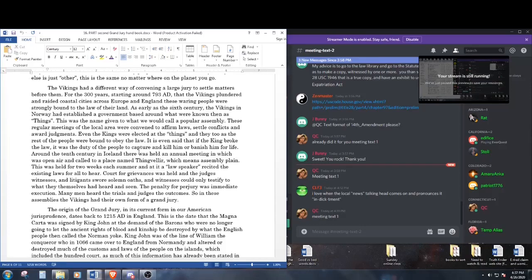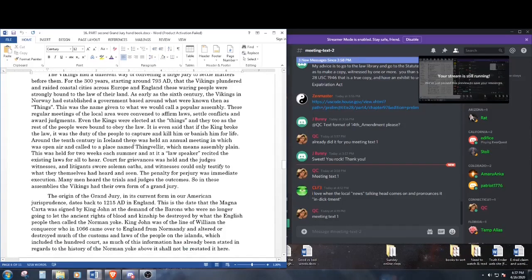Imagine how differently attorneys would act if they tried to start testifying before a court and you said, objection, Your Honor, the man's testifying. And by the way, he's lying. Kill him. That'd be pretty quick justice. I would have no problem with that at all. Many men heard the trials and judges and the outcomes. So in these assemblies, the Vikings had their own form of a grand jury, which was deadly serious.